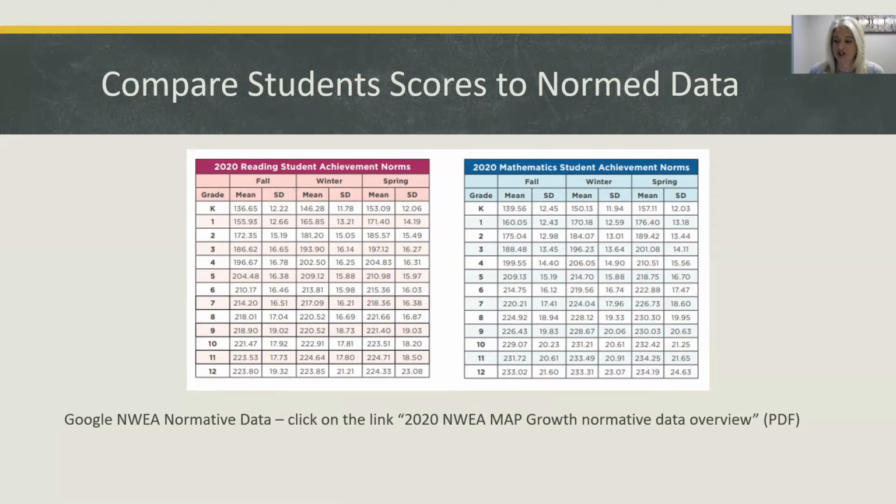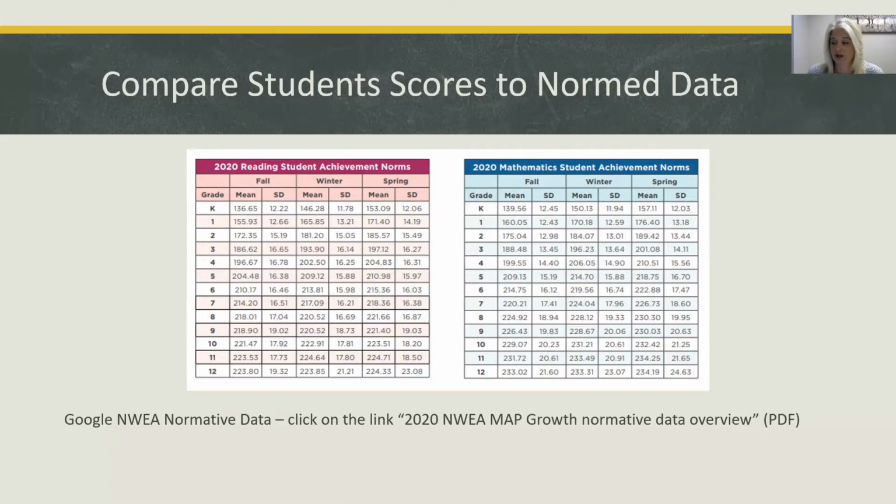So you'll notice in the charts for 2020, it now says mean and SD. SD is the standard deviation. The number 136.65 is the RIT average score for a kindergartner that took the test in the fall. So a lot of times we think about using the word average. Just remember, this is the average. Some kindergartners had a much higher RIT. Some kindergartners had a lower RIT. This is the average. So we're going to have to talk about how to use this table.